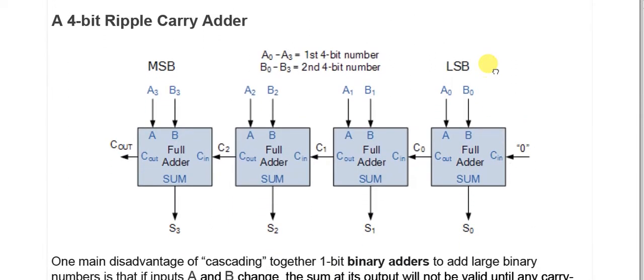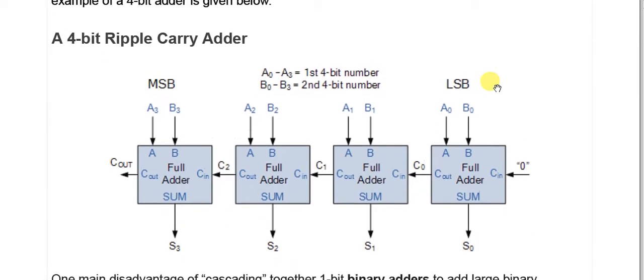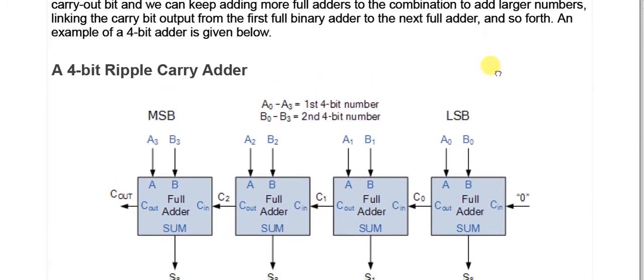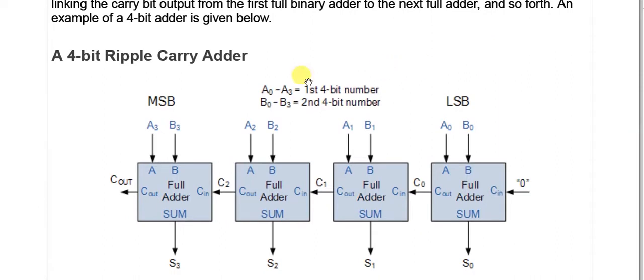Now n means the number of bits of the numbers you want to add. n bit means you can have a binary number with n number of bits, one augend and another addend, and we want to add them. But here we take, let's say, n equal to 4, a 4-bit ripple carry adder we would like to make.